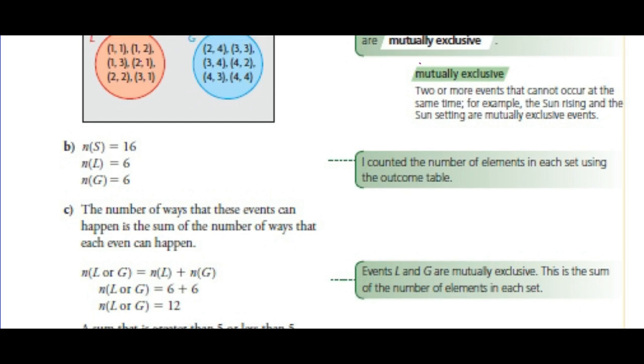Count the number of elements in each set using the outcome table, right? So 6 there, 6 there, is 12. Number of ways these events can happen. So how many ways can you get a sum that is either less than 5 or greater than 5? You just have to add them up, right? Less than 5 or greater than 5, it's the number of ways you can get less than plus the number of ways you can get greater than, right? Which is 6 plus 6 or 12.